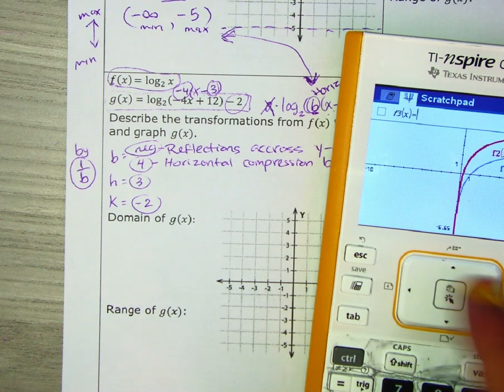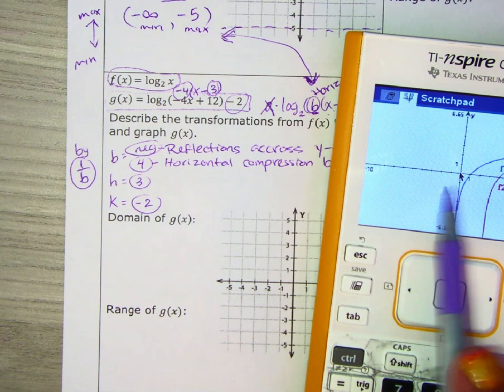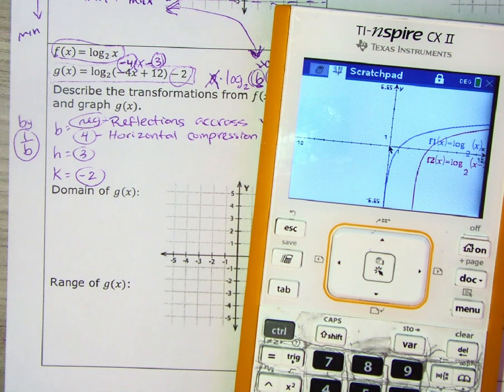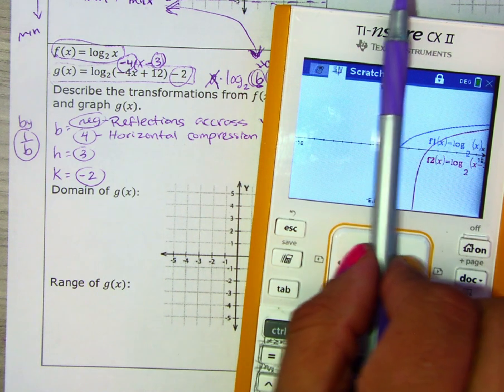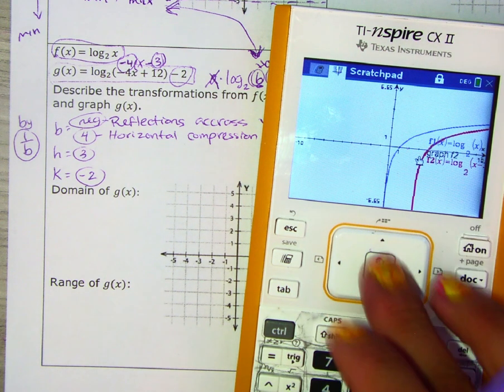So we're going to write this again, and now delete the 4 in the front. And -3. So this is what the 3 does. It shifts it to the right 3 spaces. The vertical asymptote has now shifted along with it, and it has an asymptote when x equals 3.